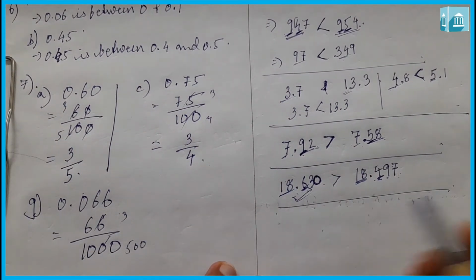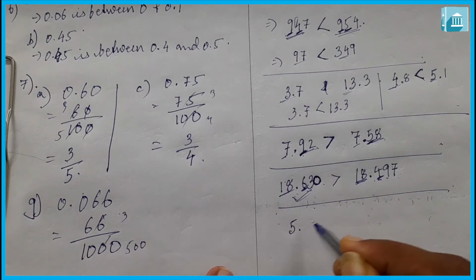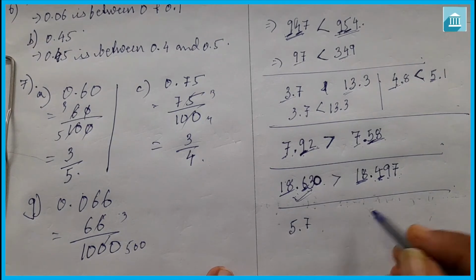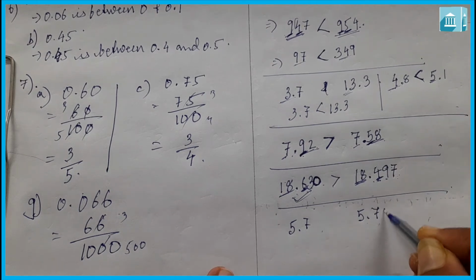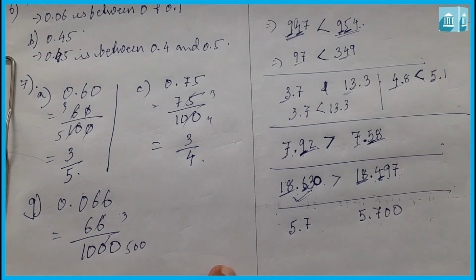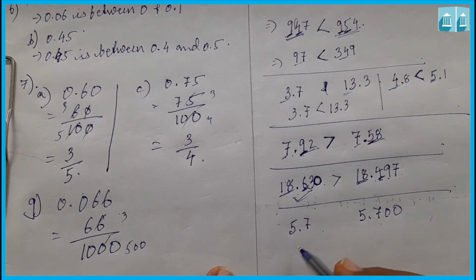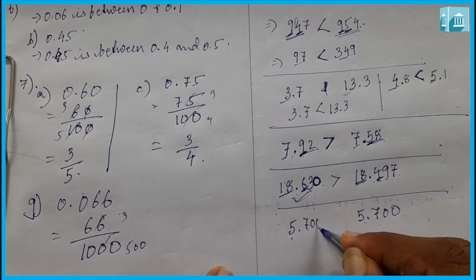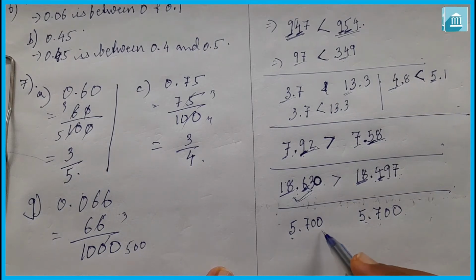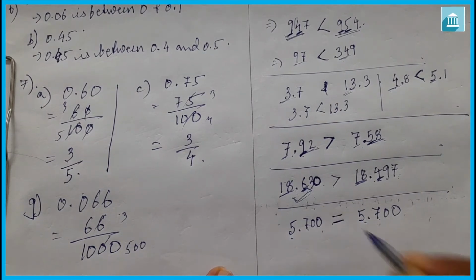The same way, let us do one more example. Suppose 5.7, and here it is 5.700. Here it is 5.7, here it is 5.700. When we convert it into like decimals, it will be 5.700. It means these both are equal.